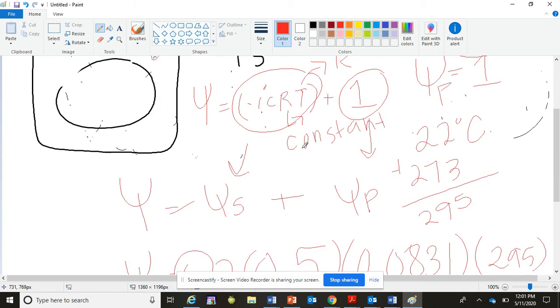Remember, for our water potential, if this is negative 24.5, we're going to add the pressure potential, which was given to us in the problem over here, to be 1. And so our actual water potential of the solution is negative 23.5.